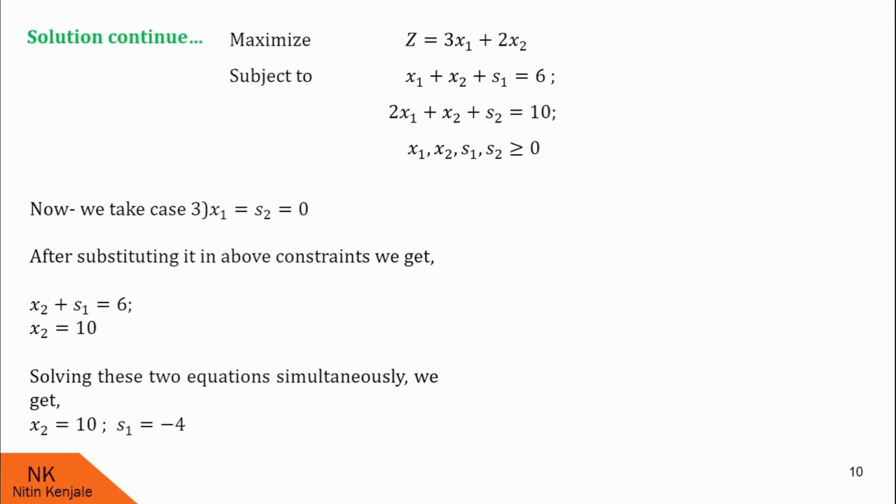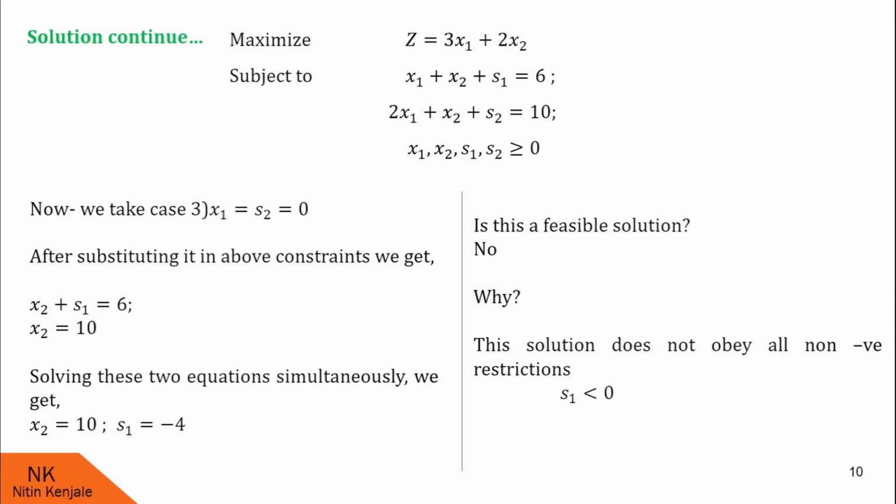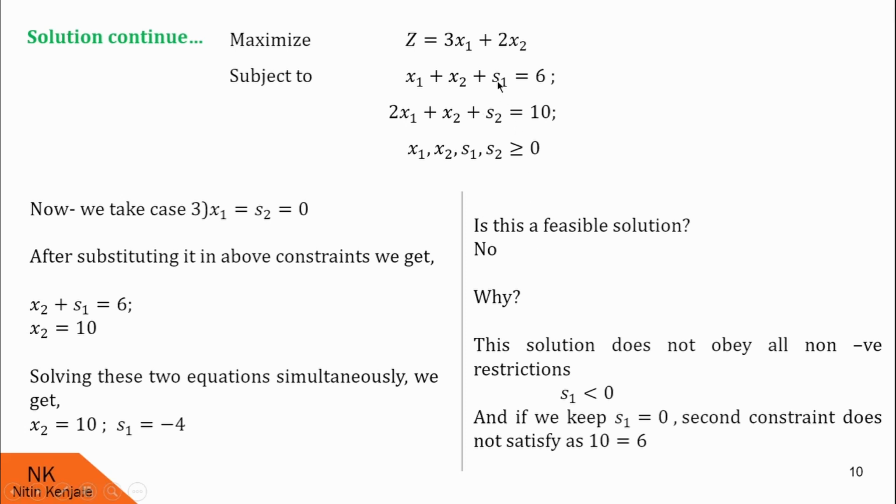Let us ask ourselves whether this solution is feasible or not. Answer is no. Why? Because it does not satisfy some conditions. It does not satisfy this non-negativity restriction. We got s1 is equal to minus 4. And if at all we put s1 is equal to 0 in this first constraint, we will see s1 is 0, x1 is already kept 0, x2 is 10. So we get 10 is equal to 6, which is impossible. Therefore, this solution obtained is not a feasible solution.